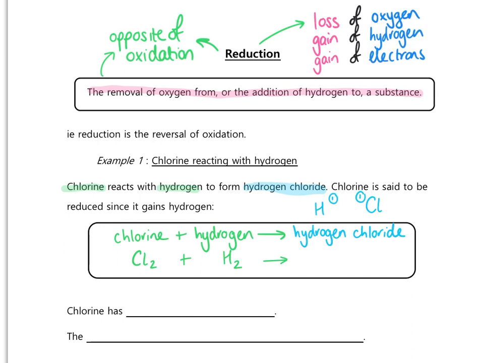And that's because they need to gain 1 electron to get a full outer shell. So swap and drop that, and you get simply HCl. So there's your symbol equation. We need to balance it now.